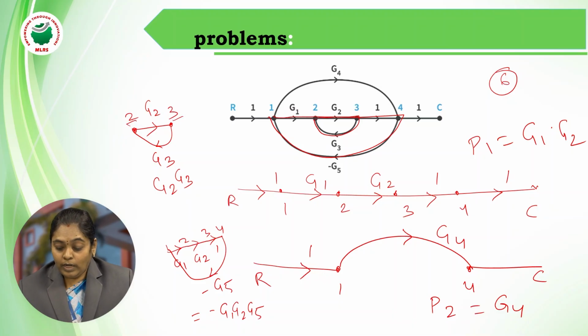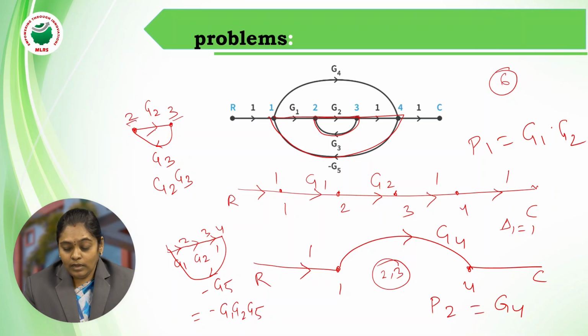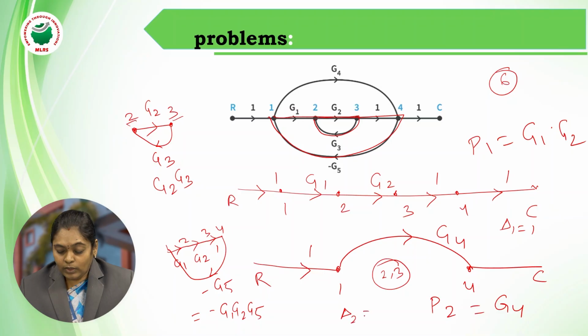Coming to the next point, we need to calculate delta 1 and delta 2. If you observe the first forward path, as it is covering all the nodes, delta 1 is equivalent to 1. But if you observe here, which nodes are missing? 2, 3 nodes are missing. Just see, do you have any loops which consist of only 2 and 3? So we are having a loop formed by the combination of 2 and 3. So from this I can write delta 2 as 1 minus this loop gain. What is this loop gain? G2, G3.